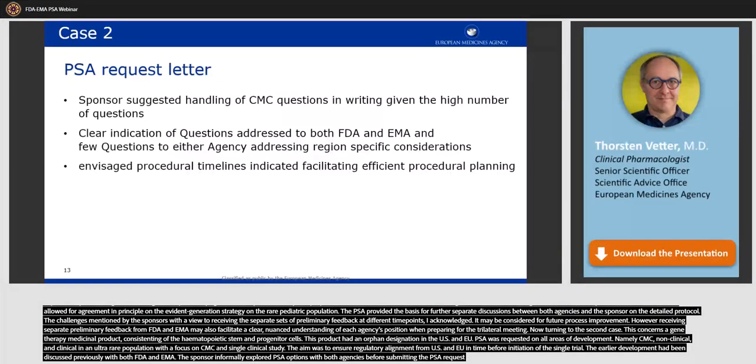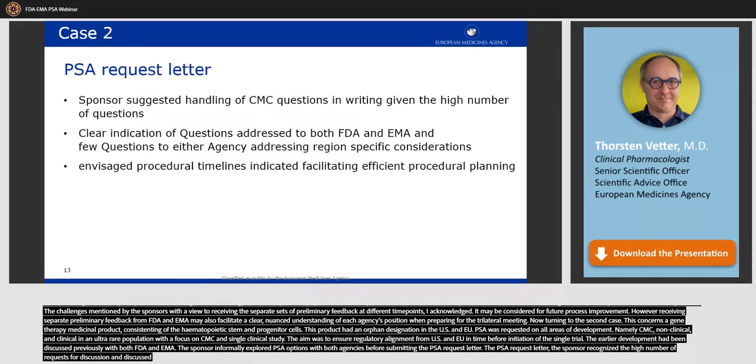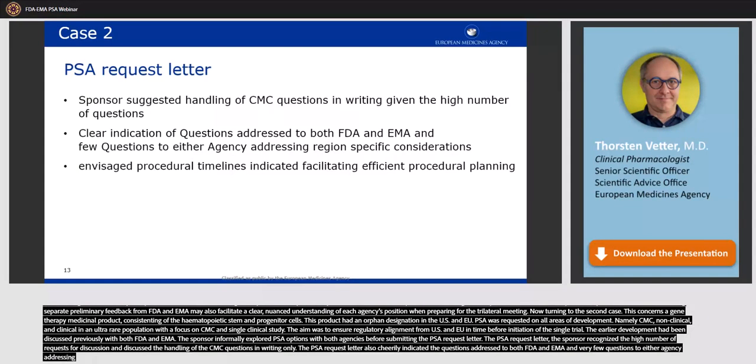In the PSA request letter, the sponsor recognized the high number of questions for discussion and suggested handling of the CMC questions in writing only. The PSA request letter also clearly indicated the questions addressed to both FDA and EMA, and very few questions to either agency addressing region-specific considerations. The envisaged procedural timelines were mentioned, which facilitated efficient procedural planning.